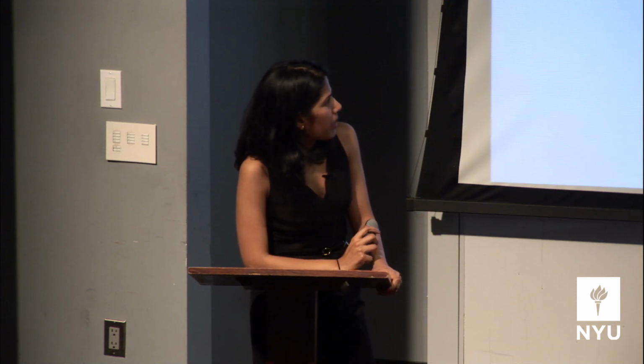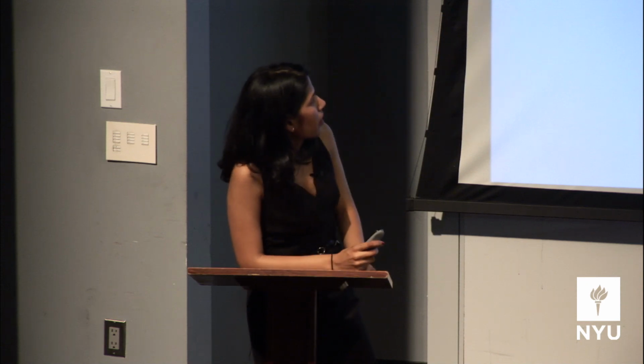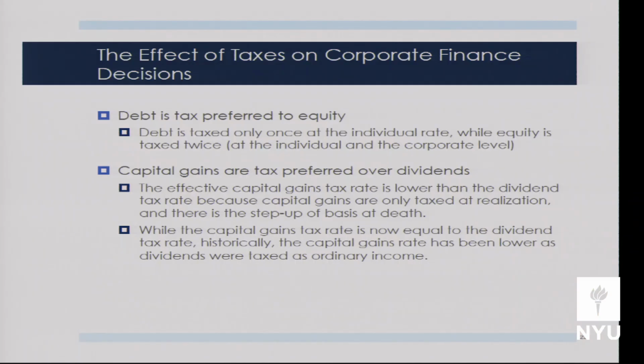Let's back up a step. Let's just talk about debt versus equity. Debt is tax preferred to equity. And why is that? Because interest payments are tax deductible from the corporate income tax. You don't have to pay tau corp. Debt is taxed only once at the individual rate, while equity is taxed twice.